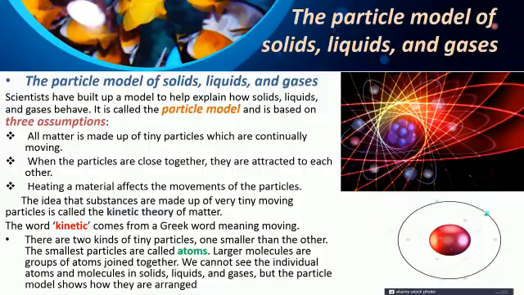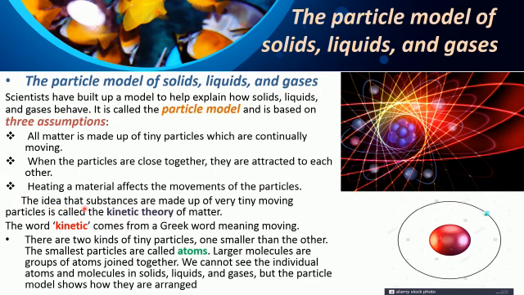Next, we have the particle model of solid, liquid and gases. Scientists have built up a model to help explain how solid, liquid and gases behave. It is known as the particle model and is based on three assumptions. Number one: all matter is made up of tiny particles which are continually moving. Number two: when the particles are close together, they are attached to each other. And the last one: heating a material affects the movements of the particles. So these three are the assumptions of the particle model.